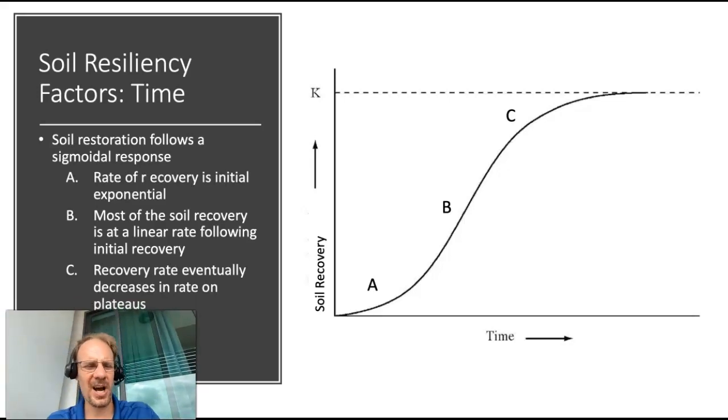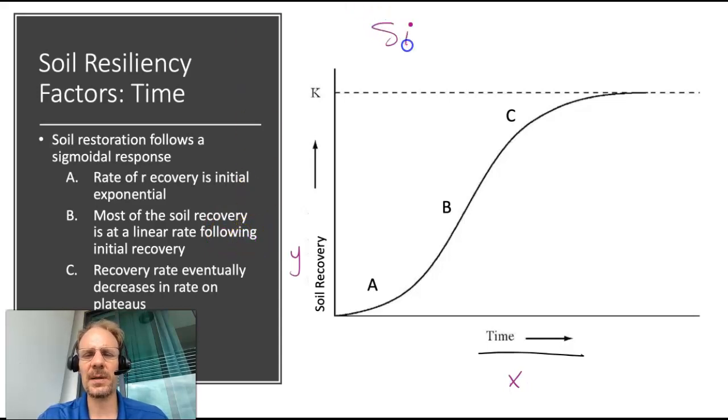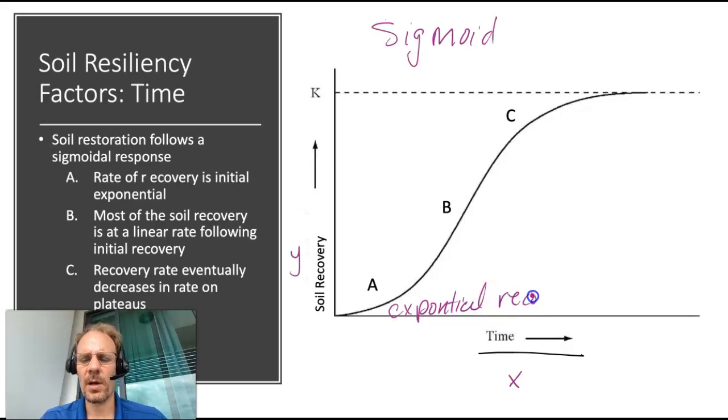So the way to think about time and soil resilience is probably best visualized by this graph. We have time here on our x-axis, soil recovery here on our y-axis, and it's called a sigmoid curve. We use the term sigmoid to describe the shape of this curve, the blue shape. And if you'll notice, at first we have what we call exponential recovery, and then we have linear recovery.